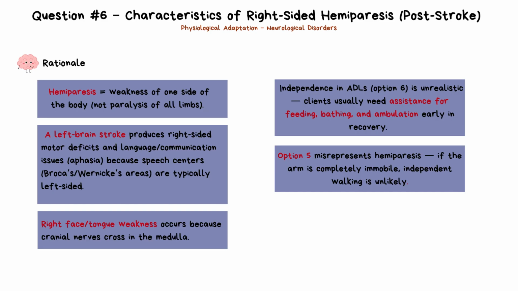Options 3, 5, and 6 don't fit. Bilateral paralysis describes spinal cord injury, not stroke. If the right arm is completely immobile, the client would not walk independently. And total independence with activities of daily living early after a stroke is unrealistic. Most clients need assistance with feeding, bathing, and mobility.